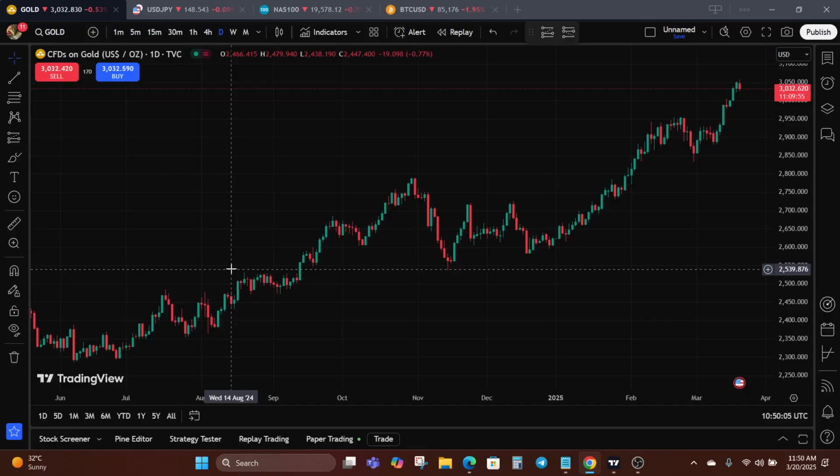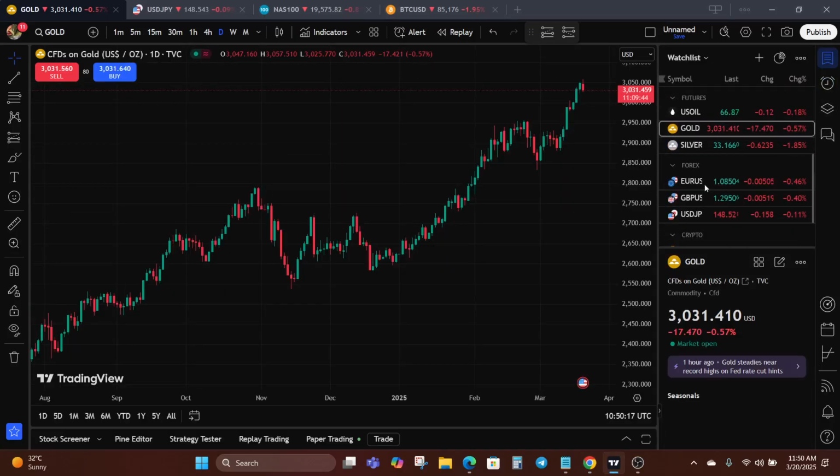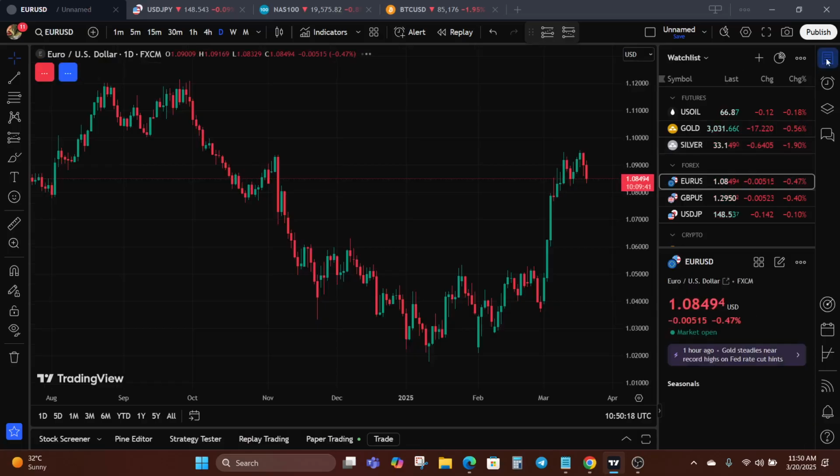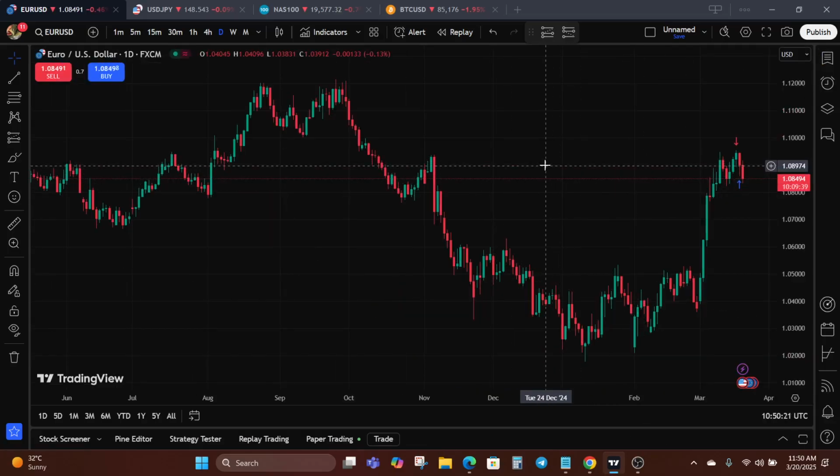So you are basically exchanging one currency for another, hoping to profit from price fluctuations. For example, let's just use two of the most popular currencies. If you want to trade maybe the EUR/USD pair, the Euro against the US dollar, you are betting on whether the euro will strengthen or weaken against the US dollar.